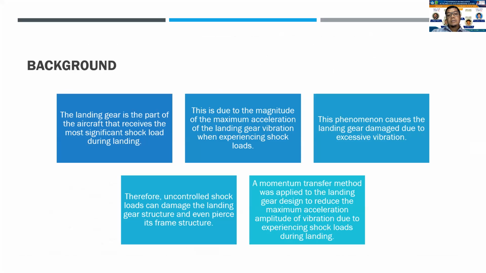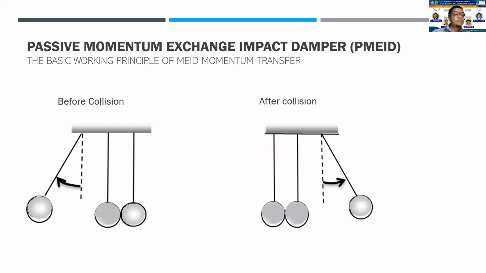Therefore, uncontrolled shock load can damage the landing gear structure and even pierce its frame structure. The momentum transfer method was applied to landing gear design to reduce the maximum acceleration amplitude of the vibration due to experiencing shock load during landing.